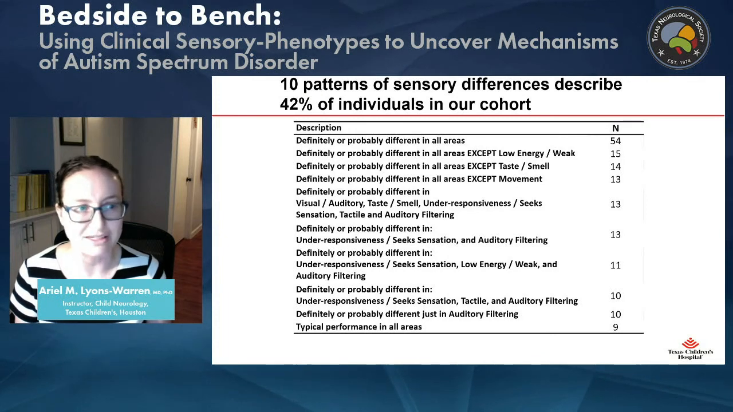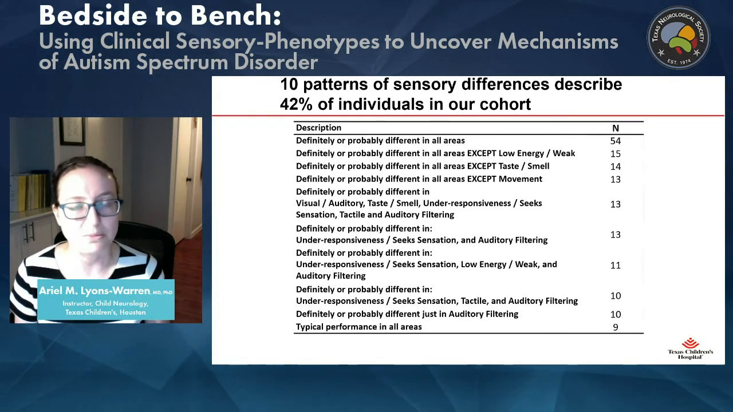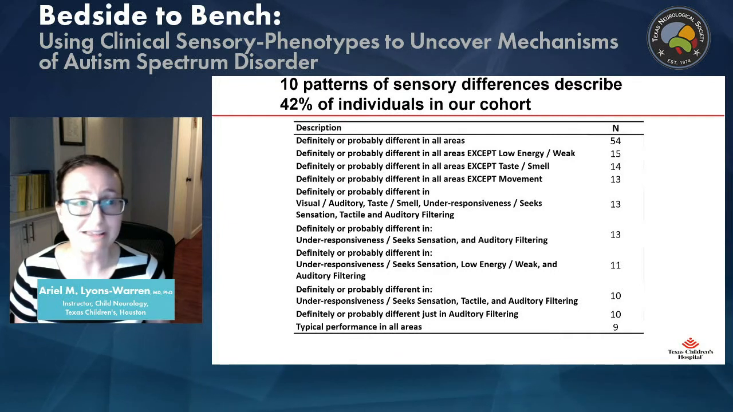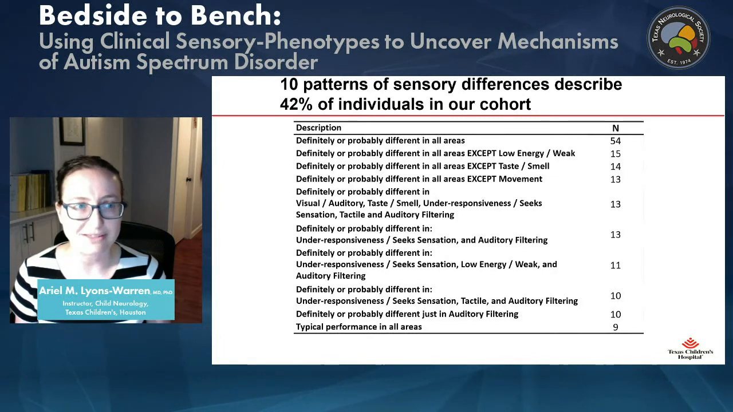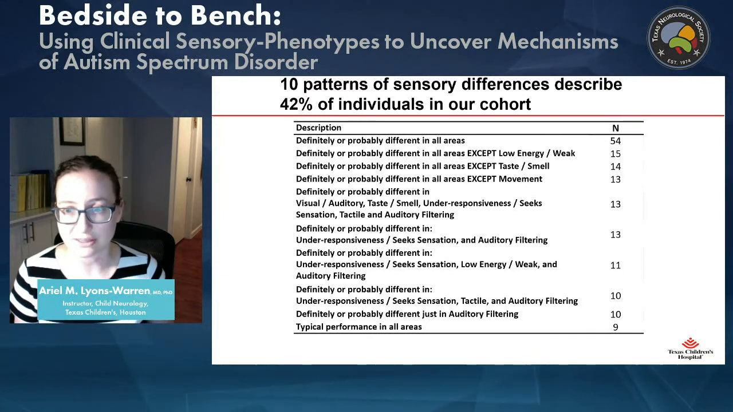So it was not random. It wasn't just that you had differences in some sensory areas and it was completely random. Most of the children fell into one of these 10 patterns. And in fact, there were only 87 patterns represented in our cohort of 378 children. So impairments of sensory processing are not random. They fall in specific patterns, suggesting that there are specific underlying circuit changes.